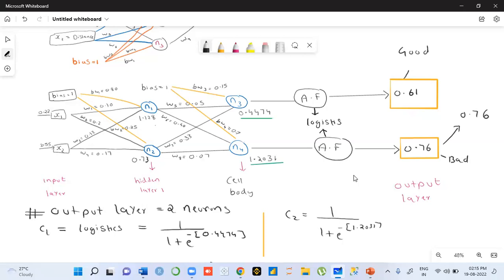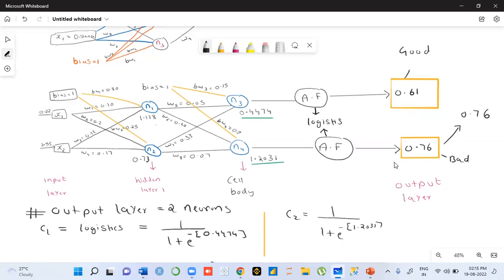Input layer, hidden layer. Today's task, I taught you what is input, what is bias, what is hidden, what is cell body, what is activation function, and what is output. I just taught you this on the upper scale and calculations. How to decide that will come later.